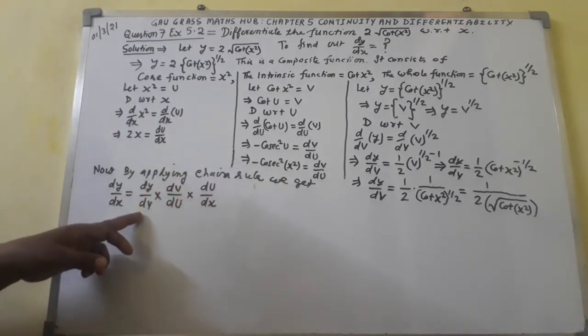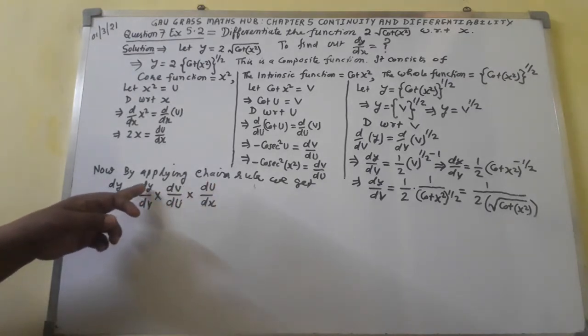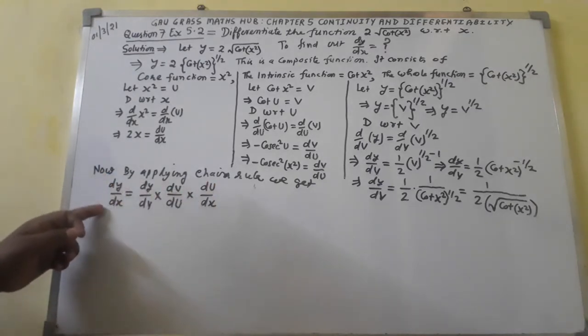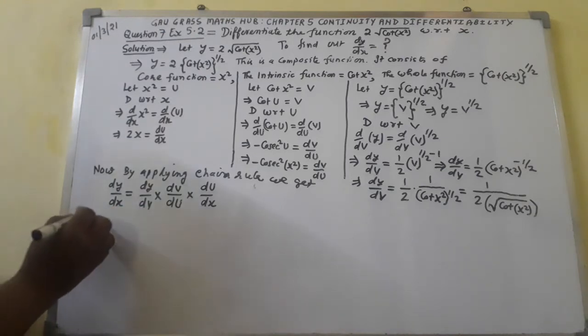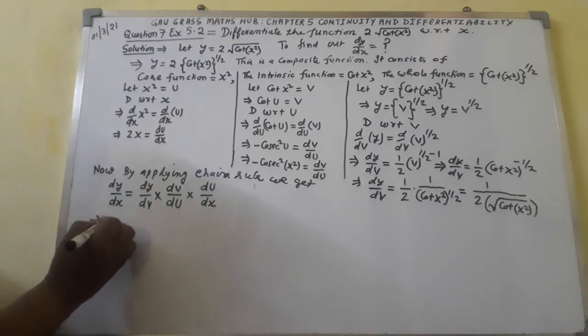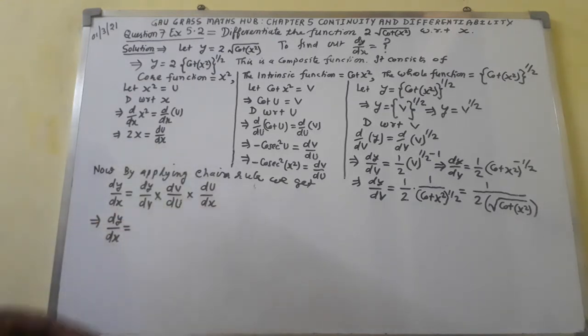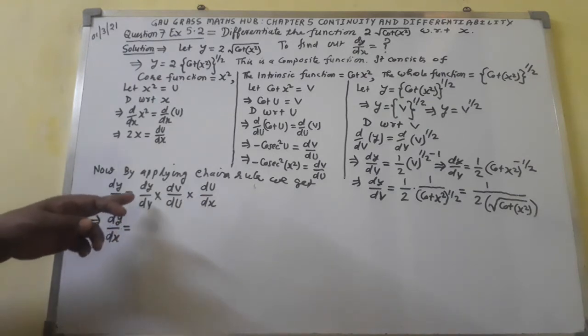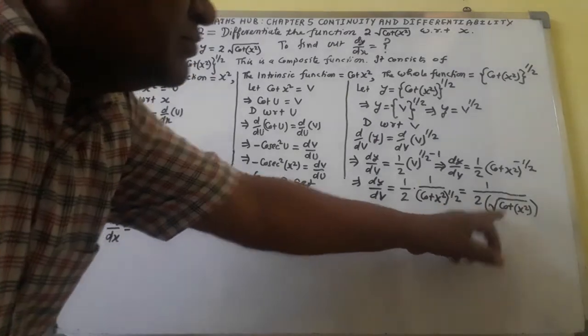dv will be cancelled out, du will be cancelled out, finally we will get dy over dx, the original term. So this is the chain rule, and now put the value here. So here I shall write dy over dx equal to, now find out the term related to dy over dv. So here I shall use this term.